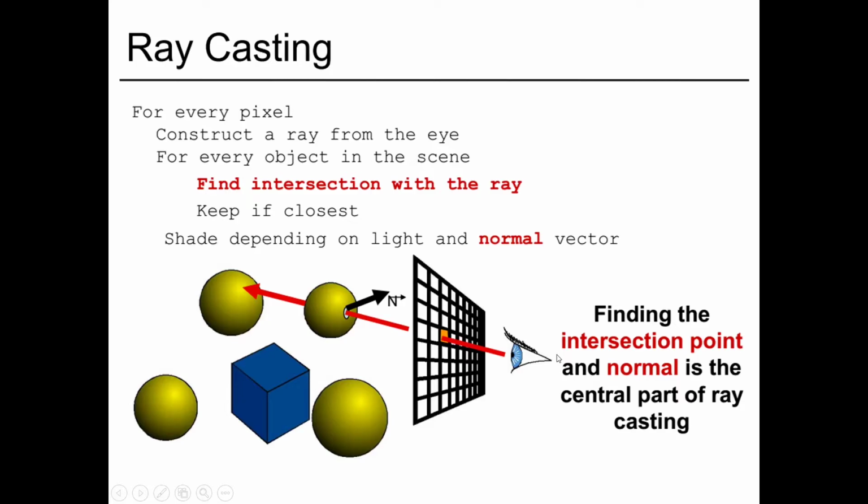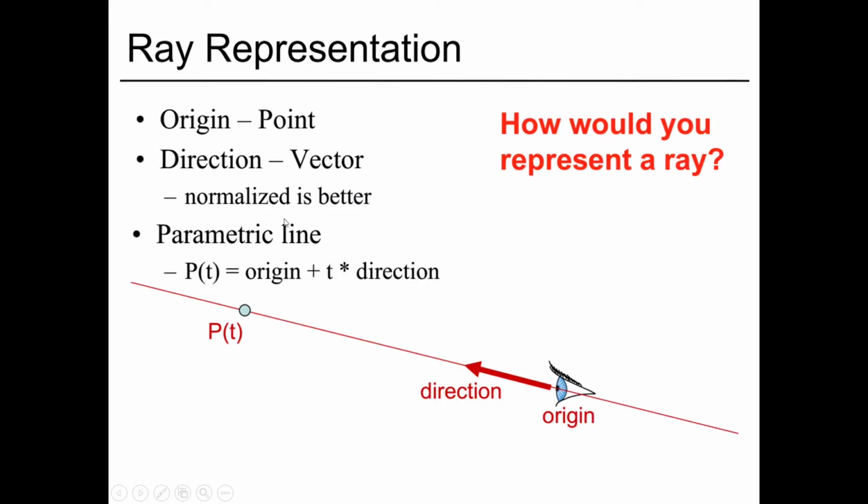In order to do that, we can consider each pixel of the image plane as an origin point, and we also need a direction, which is a vector that can be taken in normalized form. That is, the direction will be a normal vector. By normal vector I mean a unit vector. Then the parametric line equation of this ray that passes through this origin point would basically be p(t) equals origin plus t times direction.